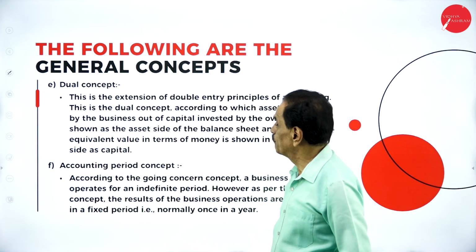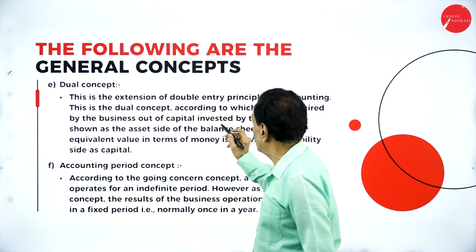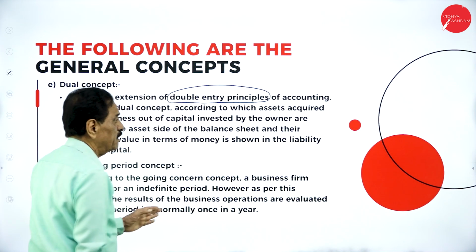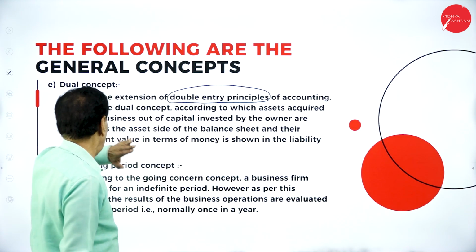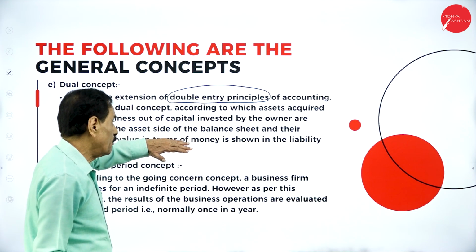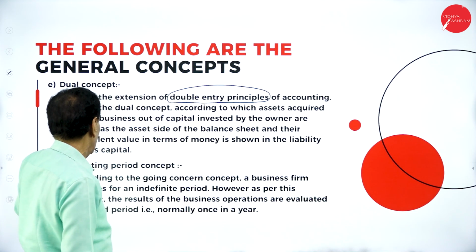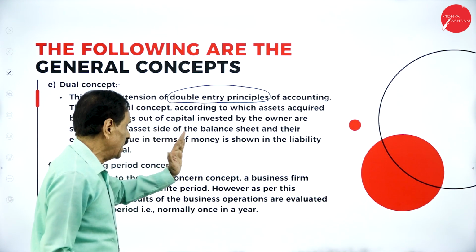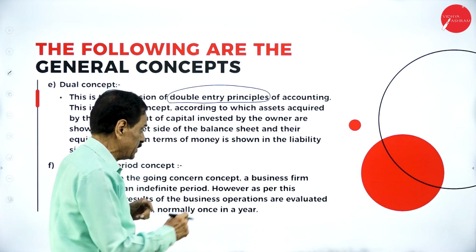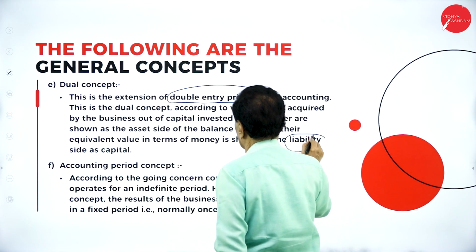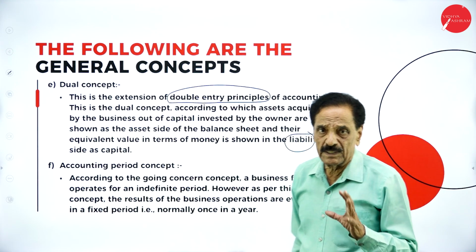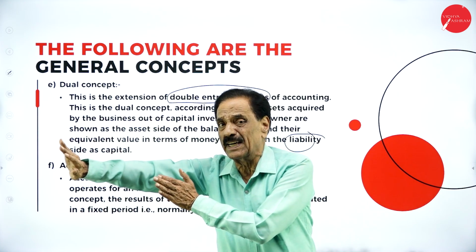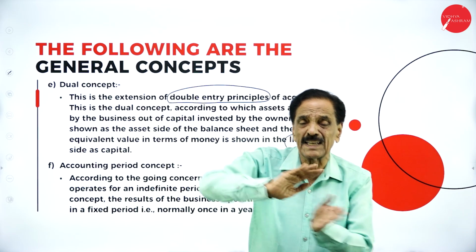Dual concept. This is the extension of the double entry principle of accounting. This is the dual concept according to which assets acquired by the business out of capital invested by the owner are shown on the asset side of the balance sheet and their equivalent value in terms of money is shown on the liability side as capital. So what is the double entry system? For every debit, there is a corresponding credit. If one is debited, another is credited.